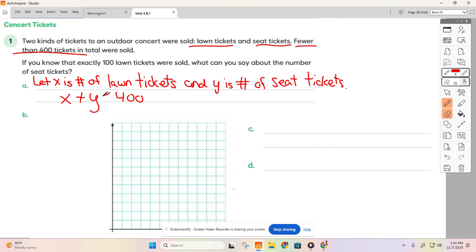Less than. Can it be exactly 400? It's fewer than 400, that doesn't mean you can sell 400. Fewer than 400 means all the way up to 399, right? Okay, so fewer than 400 tickets.